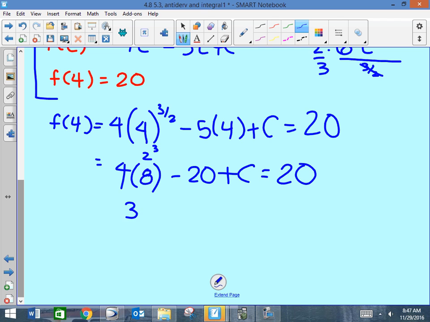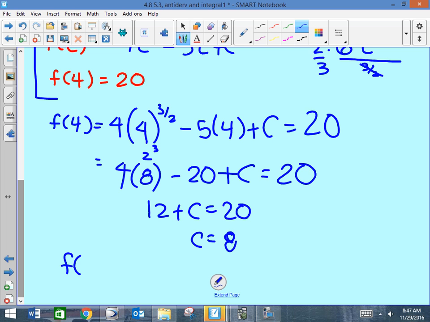So that's 32. 32 minus 20 is what? 12 plus c equals 20. C equals 8. So finally, f of t is what? Molly? Minus 5t. Okay.